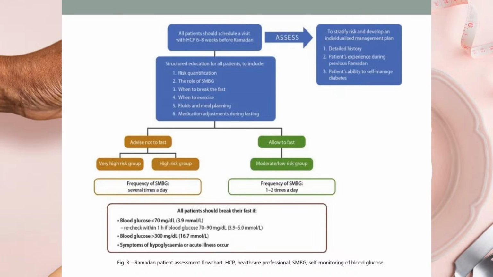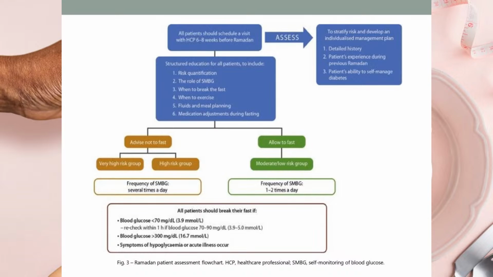All right. And then there must be not just taking history and examining the patient, but you must educate the patient in a manner that at the end of the day, you're able to risk stratify the patient to say that you can or cannot. And if you can, these are the things that you ought to do. Explore the role of SMBG because of the risk of increased hypo during that period. You ought to talk about it and teach the patient and encourage them to do more frequent SMBG, and then when to break the fast, the exercise that could be done, fluid and meal planning. They are all important medication adjustments that must be discussed.